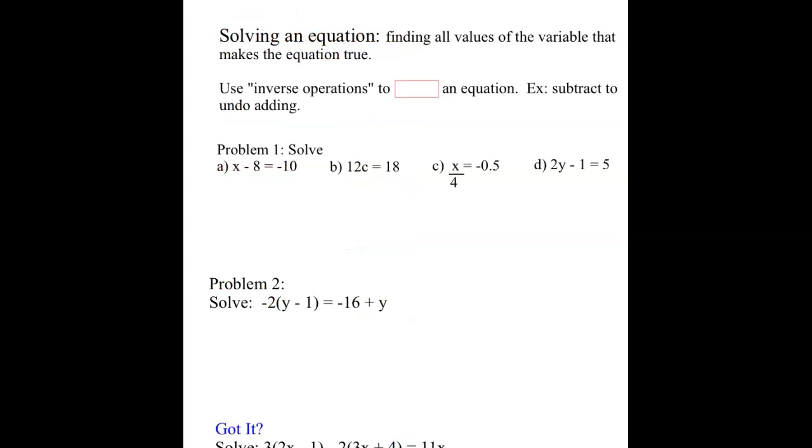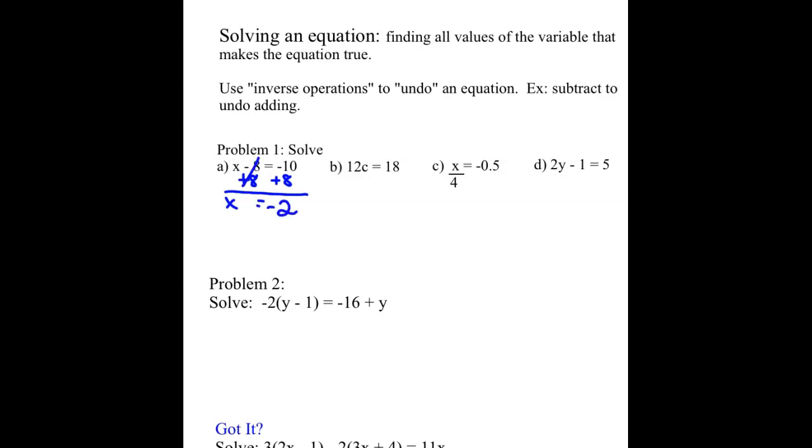All right, so solving the equation is finding all the values of the variable that make that equation true. In order to do that, we're going to use inverse operations to undo the equation. For example, we can subtract to undo adding. So we have four examples here in this first problem that just illustrate those last four properties. So if we are looking at x minus 8 equaling negative 10, we can undo subtracting 8 by adding 8. And as long as we do the same thing to both sides, they are still equivalent. So now we have x equaling negative 2.